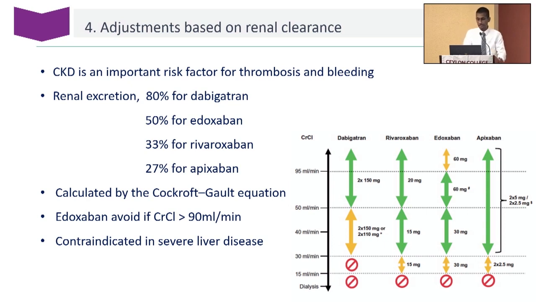If you have reduced renal function, then you'll have to dose reduce. If you think about dabigatran, you can go up to 50. After 50, you have to dose reduce. After 30, you can't give. The other 3, you can use with the normal dose down to 30 eGFR. And between 30 and 15, it is a lower dose with caution. And anything below that, you can't use.